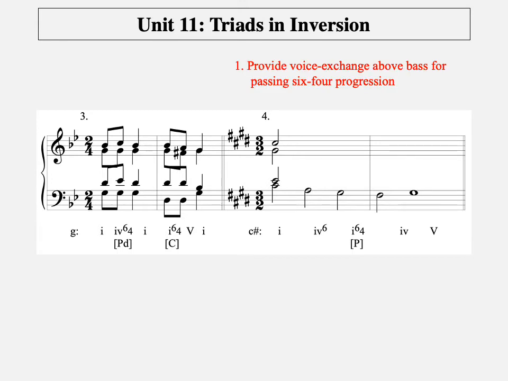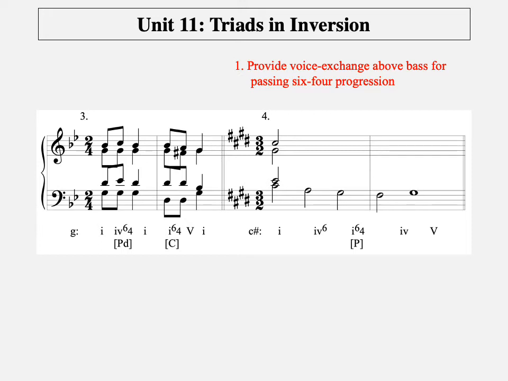And once we get to that first inversion 4 chord, we want to provide the voice exchange in the passing 6/4 progression. This is a passing 6/4 progression where the bass goes down. It goes A and then G sharp is the bass note for our passing 6/4 chord, and then F sharp is where the next chord is, the 4 chord is. So while the bass is going A, G sharp, F sharp, somebody needs to go F sharp, G sharp, A.